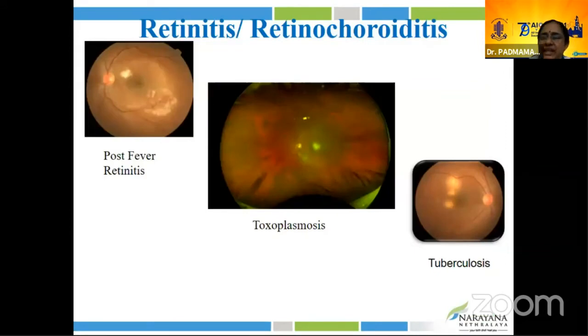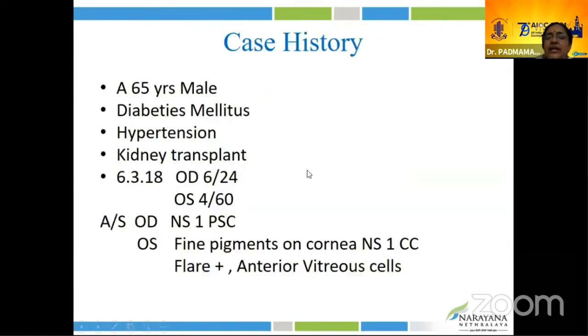We next move on to retinitis, retinochoroiditis. Here we have three different entities, the retinitis secondary to post-fever retinitis. Here you have retinitis lesions. Here is a case of a choroiditis, a multifocal choroiditis. Clinically, we make the diagnosis in choroiditis: the lesions are located underneath the retinal vessels. They are ill-defined yellowish white lesions. Whereas in retinitis, you have whitish to yellowish lesions with ill-defined borders, and we cannot make out the retinal vessels.